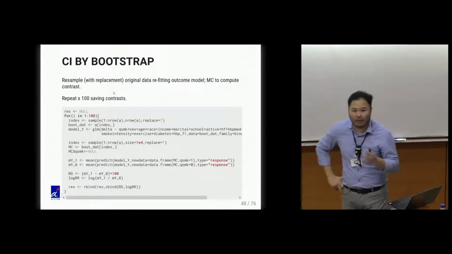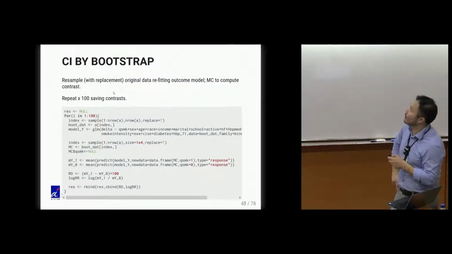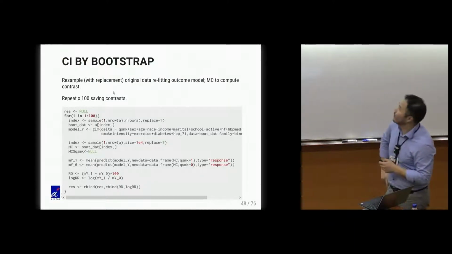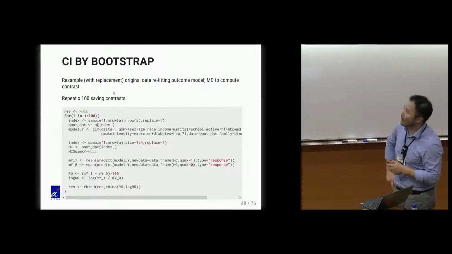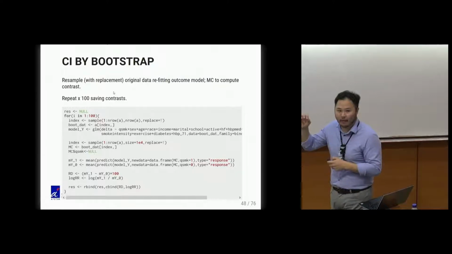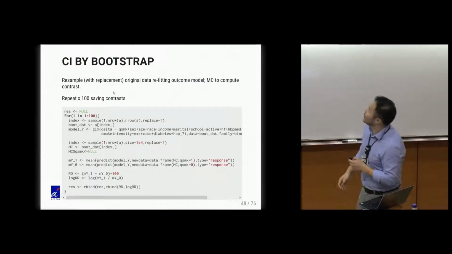We don't have to refit A because we're setting A, so we know that deterministically, but we need to refit the model for Y in each one of those resampled data sets, run the actual Monte Carlo resampling, and identify the estimate from there, right? Either the risk difference or the risk ratio or both. That's what we're doing here.